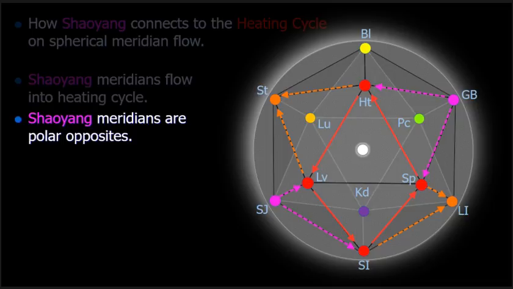Now keep in mind that the Shaoyang meridians are polar opposites, just as the stomach and large intestine meridians are polar opposites on the sphere. So you have to visualize this whole thing in a spherical space. This heating cycle is on the front side of the sphere. On the back side of the sphere, you still see lung, pericardium, and kidney. I'll be getting to that in a second. I'm going to be talking about the back side of the sphere as we move on.